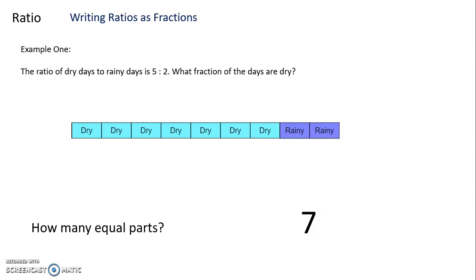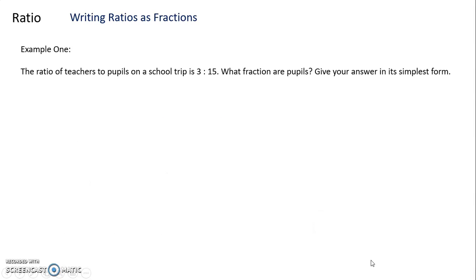And I'm asked for the fraction of the days that are dry. So out of those 7 equal parts, how many parts are dry? Well, that is 5. And so the fraction of the days that are dry is 5/7. It's really common for people to just take the 2 parts of their ratio and turn that into a fraction and give that as an answer. But you have to focus on what the total number of parts is. If necessary, you should simplify your fraction here as well, but in this case, there is no number that will divide into both other than 1, so we're going to leave it as 5/7.